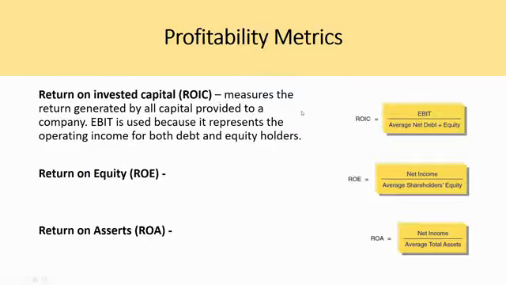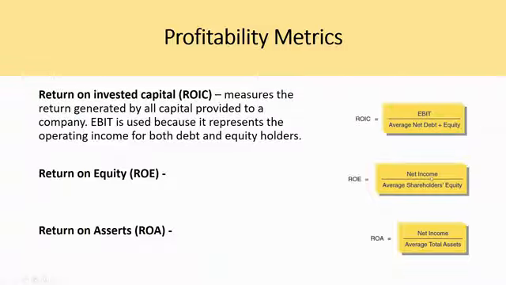So your ROIC would be EBIT divided by average net debt plus equity. So that is the total capital provided, right? So total capital includes debt and equity, and that is average net debt plus equity. And like I said, EBIT is that measure which represents the operating income that goes directly to debt and equity holders. So that's the calculation for that.